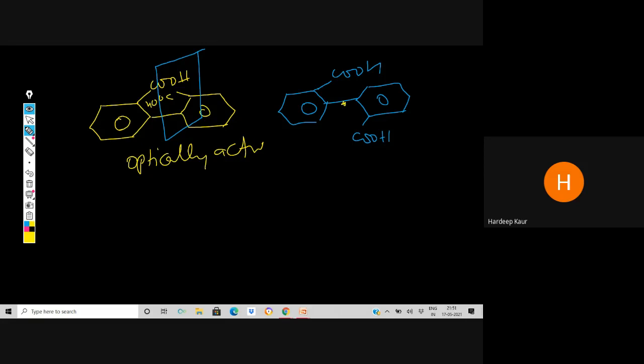What does center of symmetry mean? If we take this as the center and draw one line, we meet a COOH here and at exactly the same distance we get another COOH. So this molecule has a center of symmetry. So it is not optically active. Okay. This molecule is not optically active.